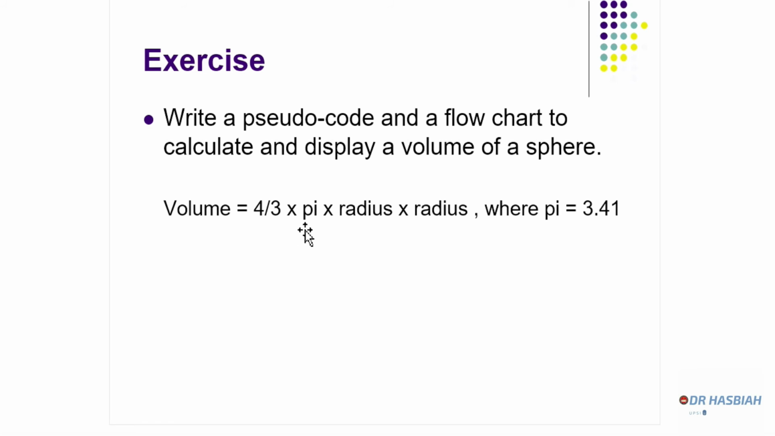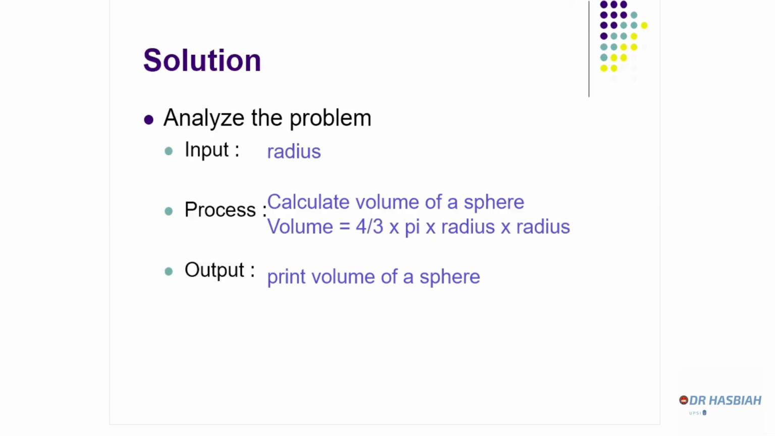You have 4 over 3 times pi times radius, and the value of pi is given here, 3.41. Okay, so this is the question that we have to solve here. You understand already what the question needs. Before you do the pseudocode or the flowchart, you have to do the analysis first. You analyze the problem. In this problem, what is the suitable input?